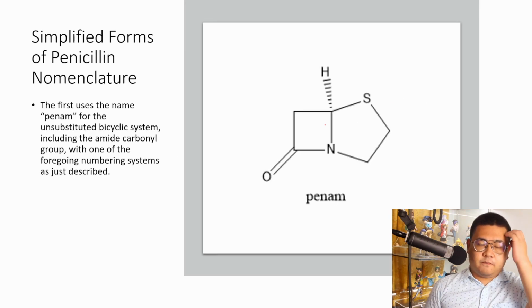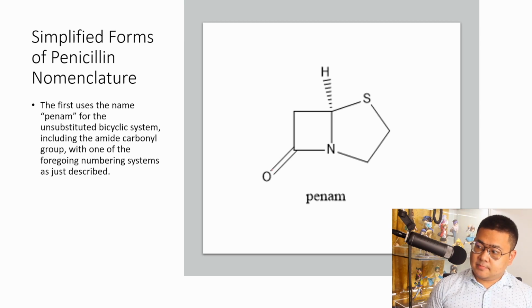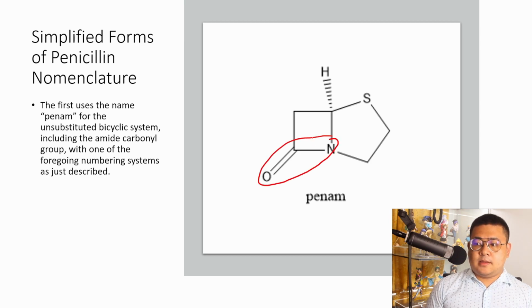Simplified forms of penicillin nomenclature. We have three main simplified forms. First, we have the PENAM system. The PENAM is used for the unsubstituted bicyclic system, including the amide carbonyl, with one of the foregoing numbering systems just as described. So this is the PENAM ring.